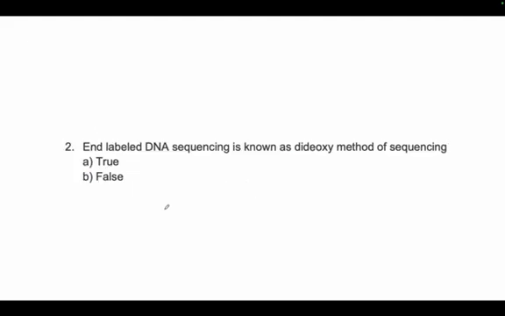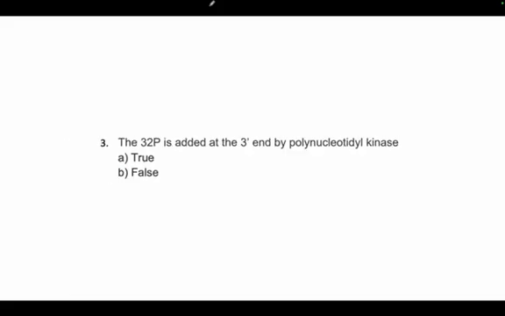End-labeled DNA sequencing is known as the dideoxy method. This is false. We already saw that the DNA sequencing method in which the end of the fragment is labeled is the Maxam-Gilbert method, since we're labeling one end of the DNA fragment with a radioactive nucleotide. In Sanger sequencing, it is labeled throughout by the incorporation of radionucleotides. The 32P is added at the 3' end by polynucleotide kinase. This is false. Polynucleotide kinase will add 32P to the 5' end of the DNA.